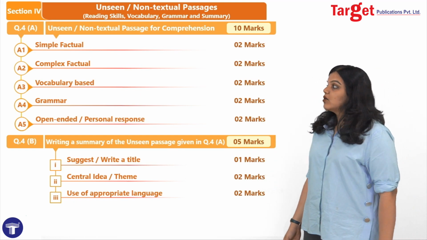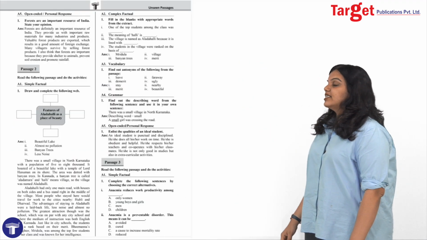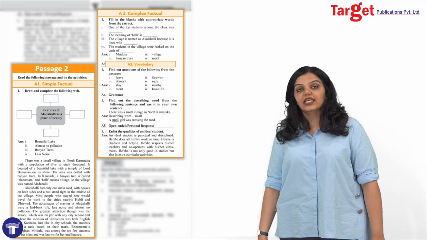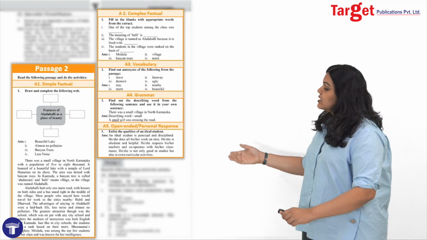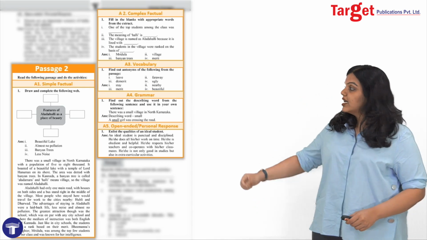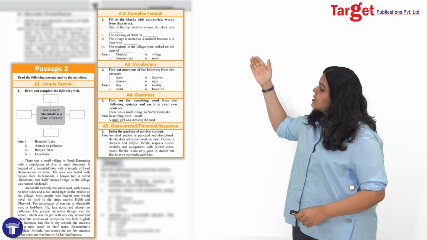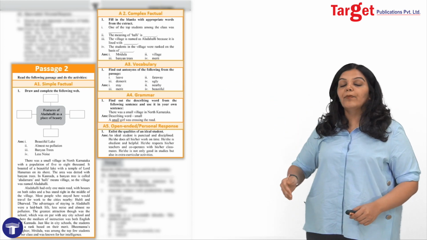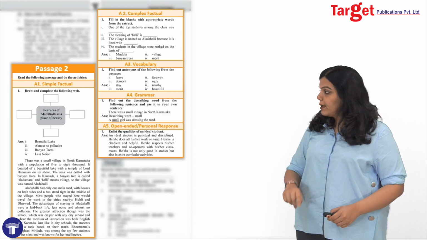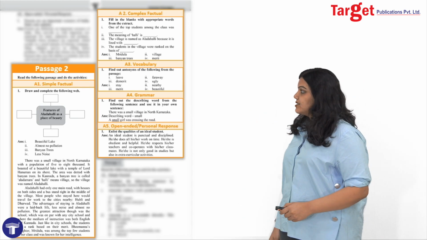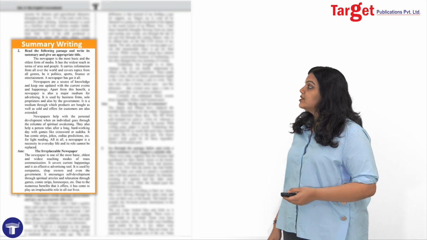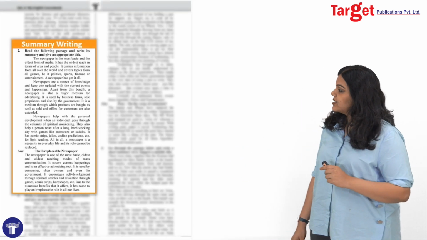Now to give you ample practice in this section, we have included unseen passages in your Target Publications notes, and all of these unseen passages are divided into the 5 different types of questions, that is the simple, complex, vocabulary, grammar, open-ended or personal response type of questions, covering your entire paper pattern for the unseen passage. Of course, we have also given you a large number of examples to practice your summary writing.